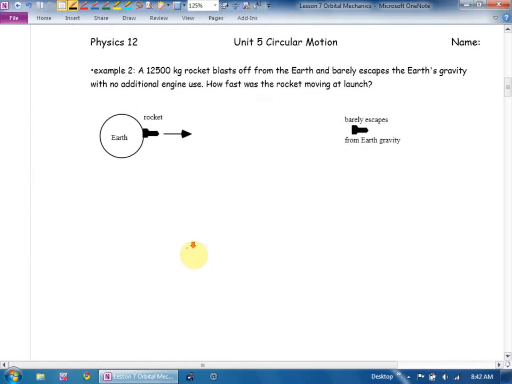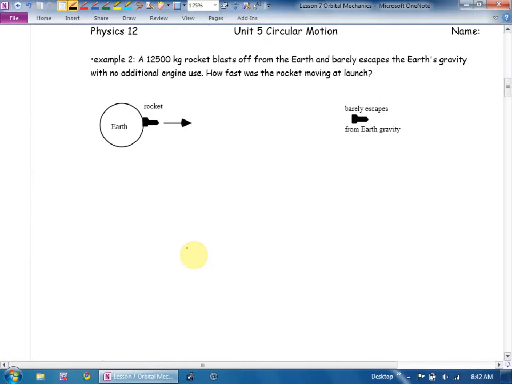So example two: a 12,500 kilogram rocket blasts off from the Earth, and it barely escapes the Earth's gravity with no additional engine use. How fast was the rocket moving at launch? I think it's talking about escape velocity here. We could rederive it, kinetic energy initial plus potential energy initial equals kinetic energy final plus potential energy final. But let's just jump down to, we have the equation right here. How fast was it moving?